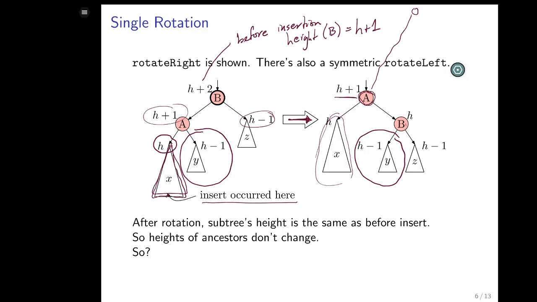It had H plus 1 before, and we know that it was an AVL tree before, so the height's not going to change. Great. So if the height at node A is restored, if the height of this subtree is restored to being H plus 1, what are the other heights in the tree going to be?